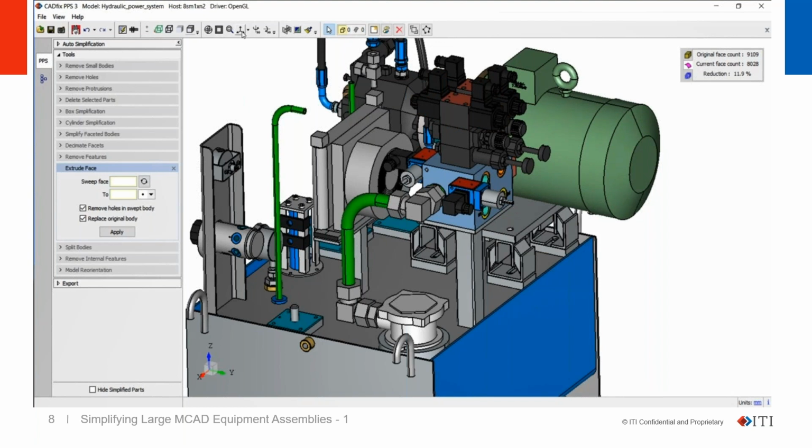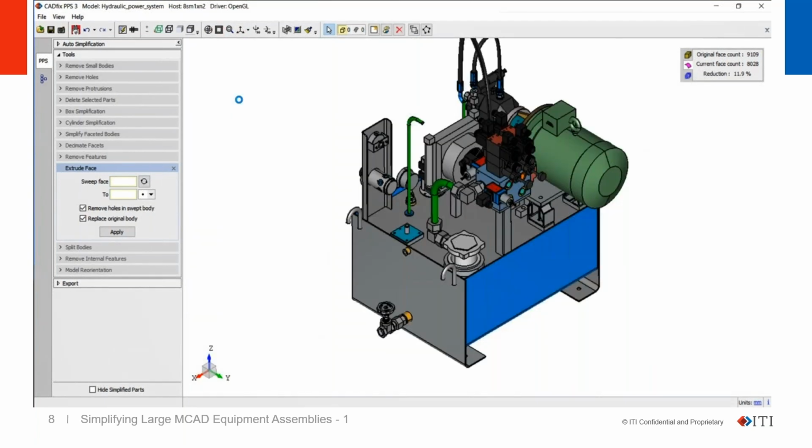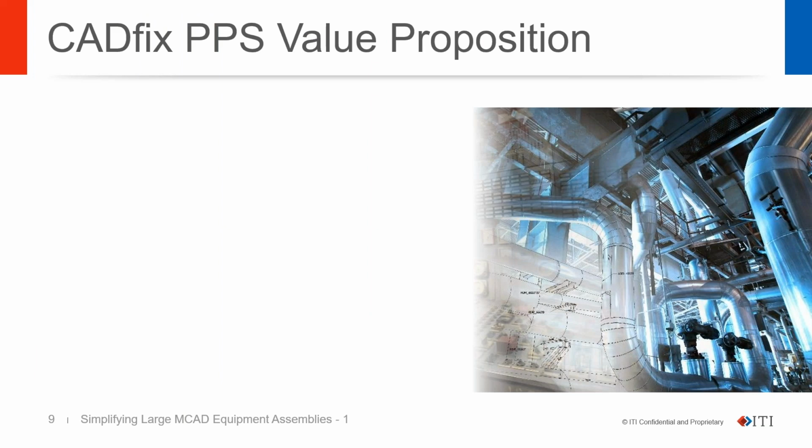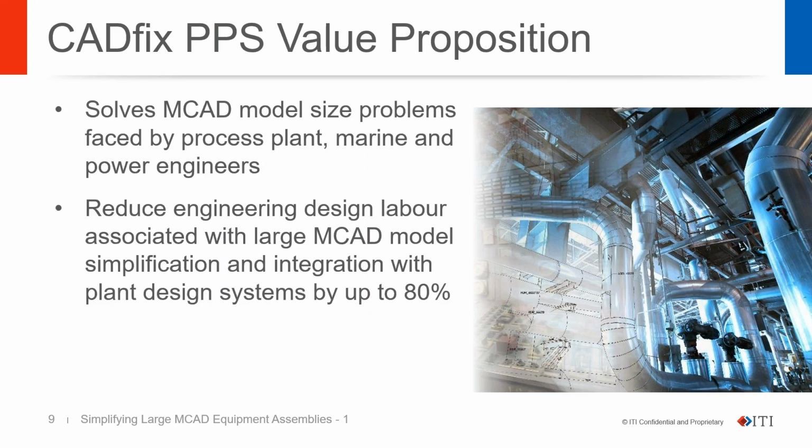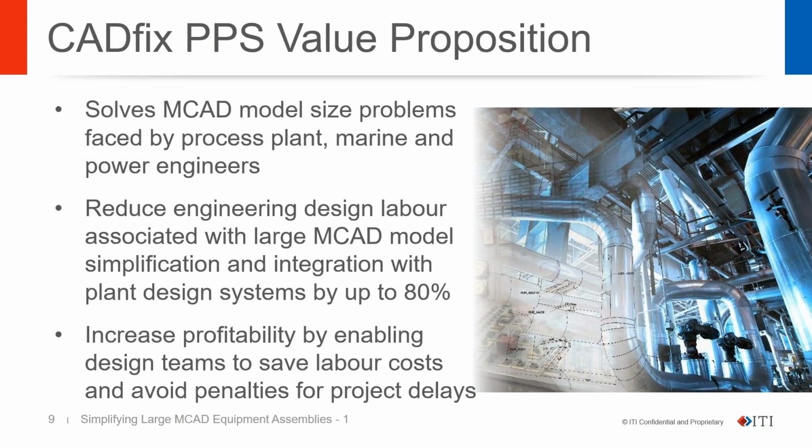So, CADfix PPS value proposition. CADfix PPS solves MCAD model size problems faced by process plant, marine, and power engineers. It reduces engineering design labor associated with model simplification and integration downstream by up to 80%. And it increases profitability by saving labor costs, avoiding penalties for project delays, and allowing more time to be spent on value-added work.